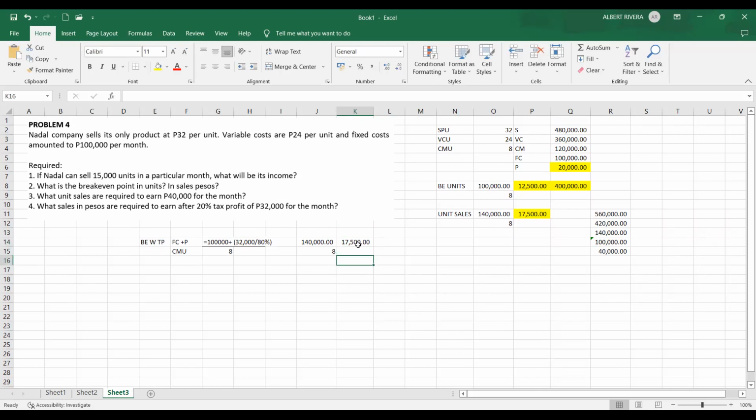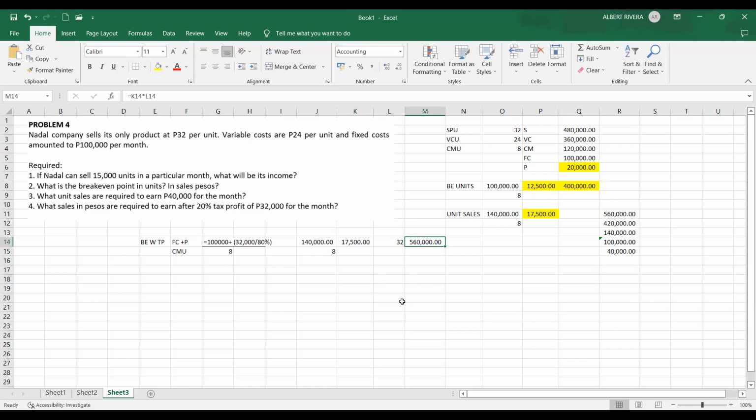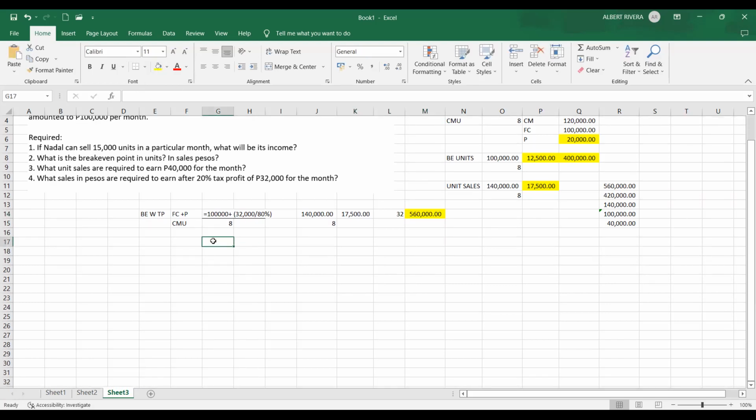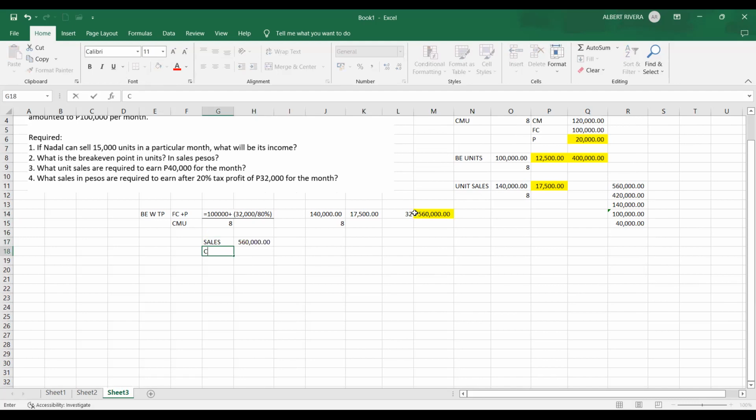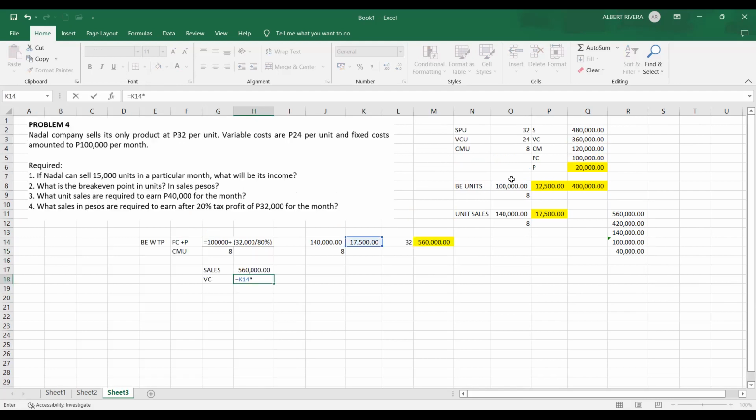Okay, so, but this is just your units. The requirement is for you to compute what is the sales in pesos. So just multiply this 17,500 units to your selling price per unit of 32. So this is 17,500 times 32. That will give you 560,000. And that is the answer. So you have your sales here amounting to 560,000. You have the variable cost here amounting to 17,500 times the variable cost per unit of 24.